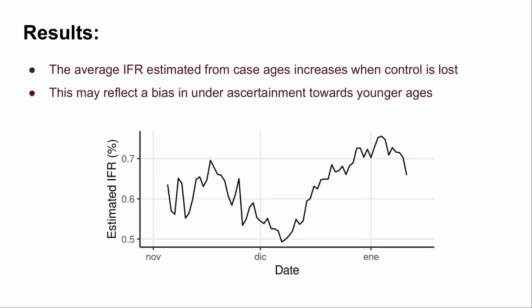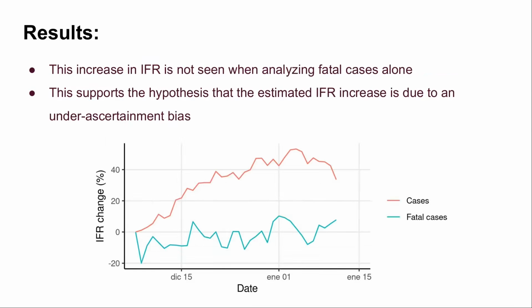One explanation for this observed increase in estimated fatality rate is that, because under-ascertainment is expected to be biased towards younger individuals who show milder COVID-19 cases, an increase in under-ascertainment in December could bias our estimated infection fatality rate upwards, so that our estimated infection fatality rate would not be representative of the real underlying age distribution among infected individuals.